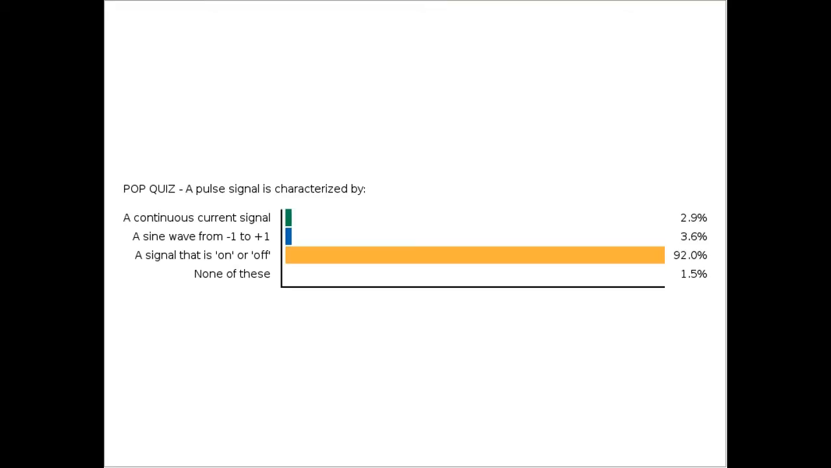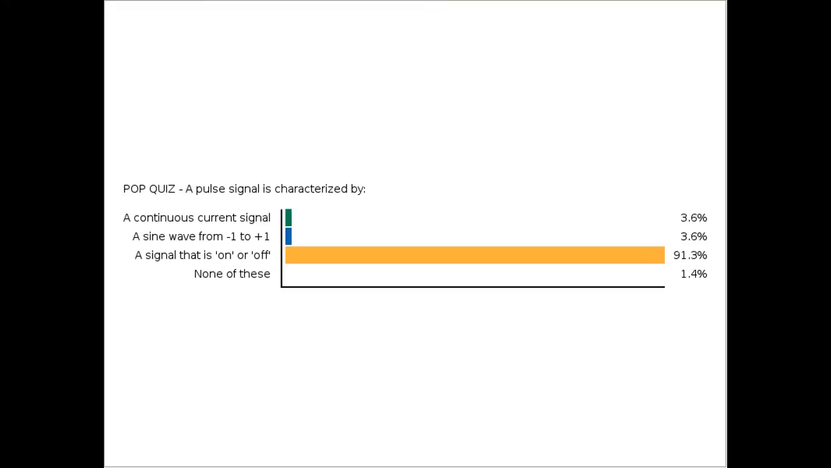And here are the results. Looks like the answer, 91% say, a signal that is on or off. Joe, is that right? Sorry about that. That's correct. All pulse systems are based around the idea that at any point in time, you've got an on or an off state. And even though you may actually have some kind of a sine wave there, or a sawtooth wave, or a strange shape, you're always going to say it's either on or off and count the number of times it turns on. Okay, good job, everyone. Joe, back to you.